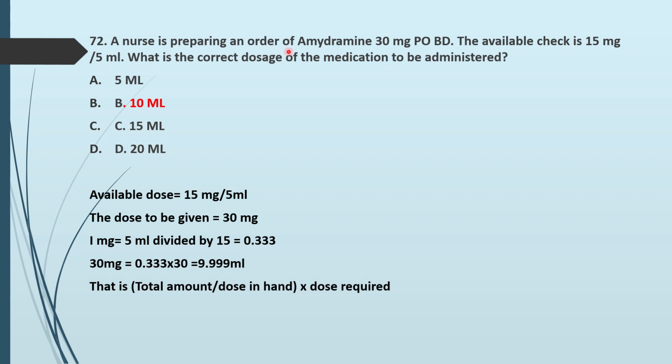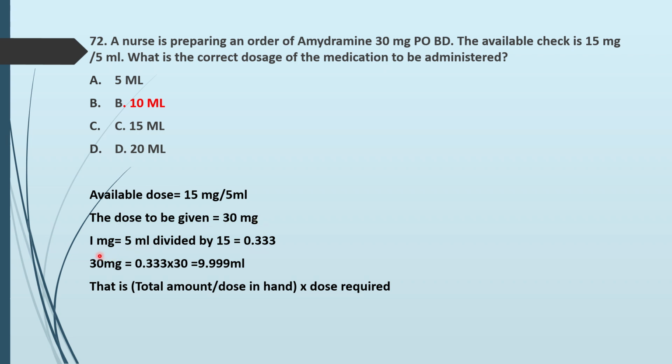Nurse is preparing an order of diphenhydramine 30 mg PO TID. The available dose is 15 mg per 5 ml. What is the correct dosage of the medication to be administered? So the available dose is 15 mg in 5 ml. The dose to be given is 30 mg.